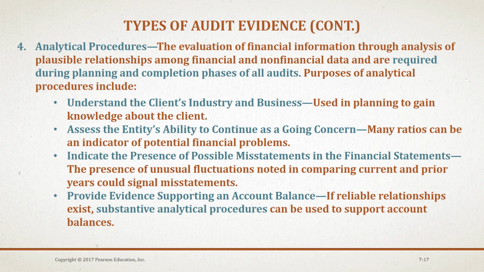So if reliable relationships exist, substantive analytical procedures can be used to support an account balance. Meaning, if I am auditing a school and I have 100 students, assume for the purposes of this example it's $1 tuition. I should therefore see $100: 100 students times $1 should be $100 of tuition revenue in the general ledger.